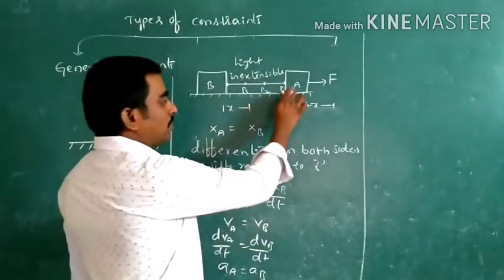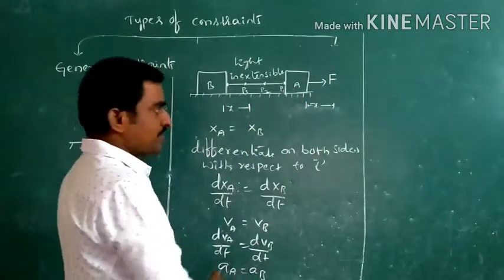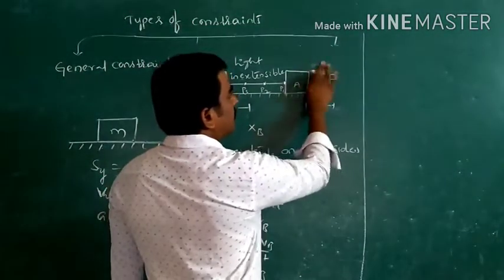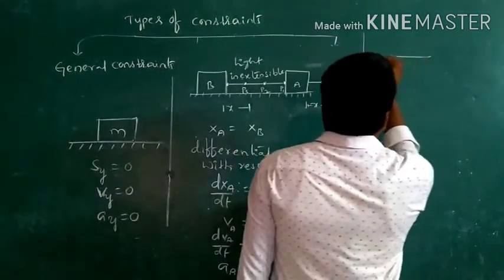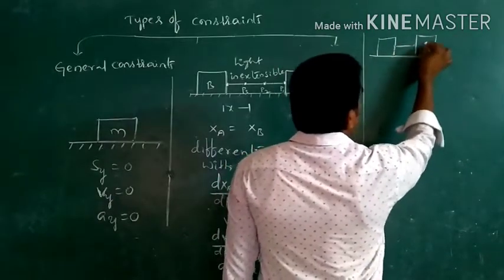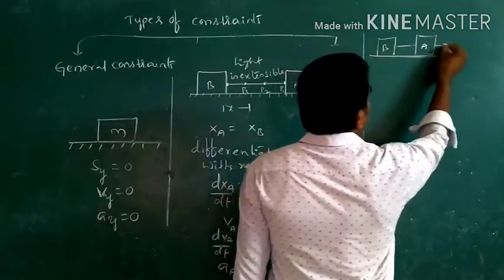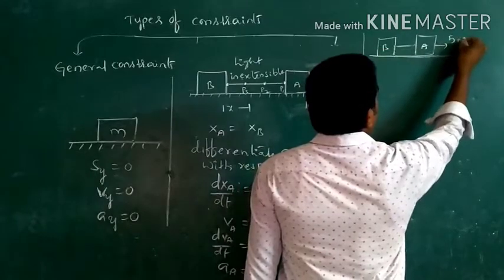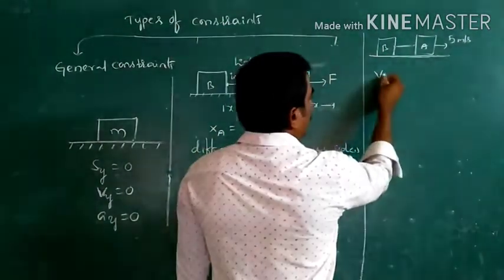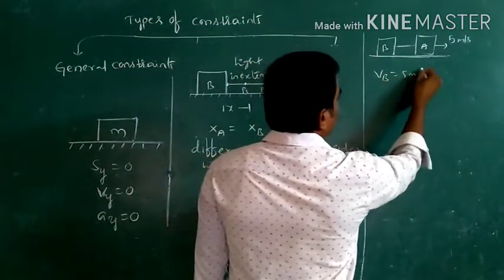So, for example, let us assume a particle moves with an acceleration. So this is the block A, this is the block B. This block B moves with 5 meters per second. Now tell me, what is the velocity of the particle B? Particle B also has 5 meters per second.